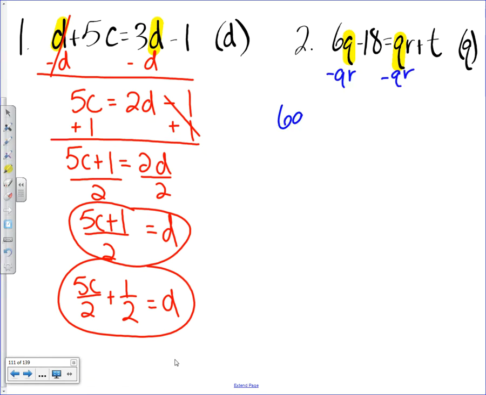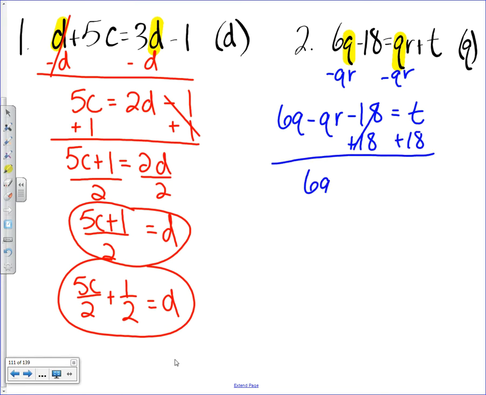Now I have 6q minus qr minus 18 is equal to t. Okay, now remember, I'm trying to isolate the q, so I'm going to move the 18 over since that does not have a q. And this is where things are going to start to get interesting, because both of these things have a q. So in order for me to isolate that, I'm going to need to be a little bit creative.